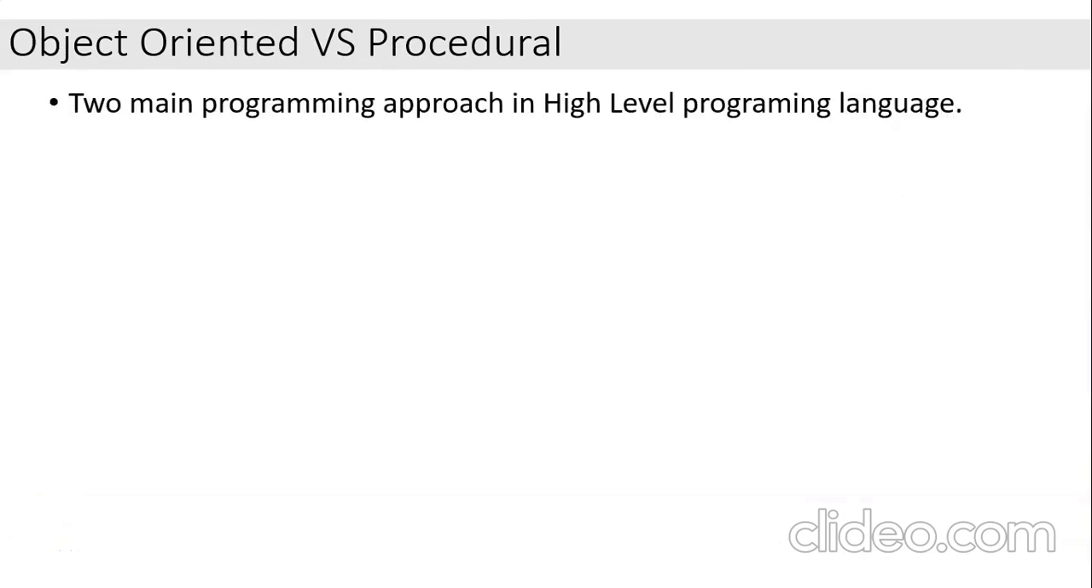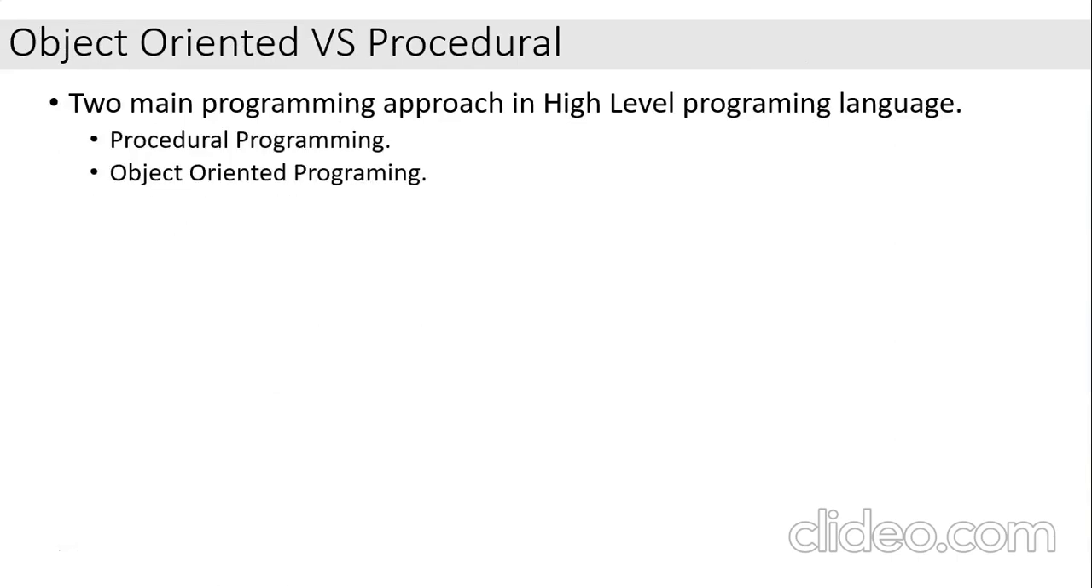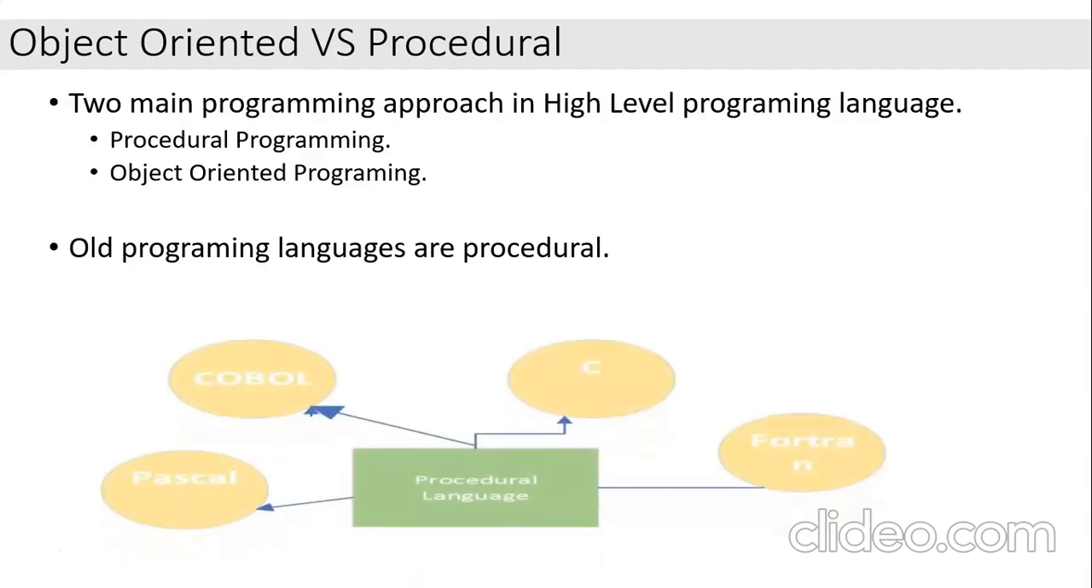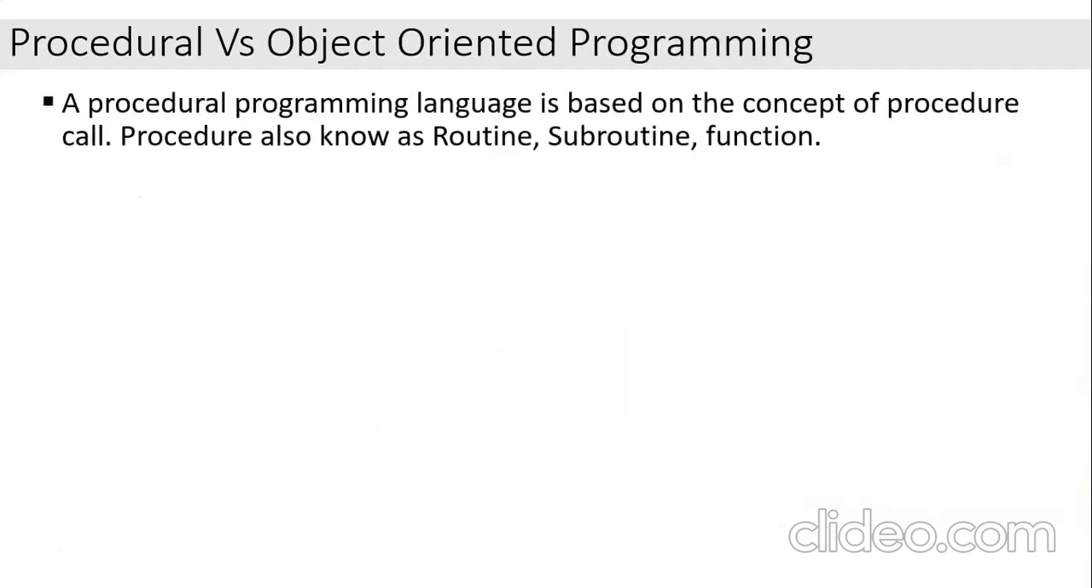The two main programming approaches in high-level languages are procedural programming and object-oriented programming. Old programming languages are procedural. If you look at the languages of the 1960s, 1970s, or even 1980s, you will find lots of procedural languages. Some very popular procedural language examples are C, Fortran, COBOL, and Pascal, and in today's world you hardly find these languages used. They're kind of dying languages. But we'll learn some concepts of procedural languages.